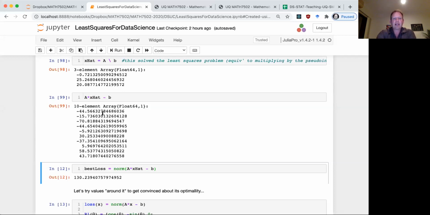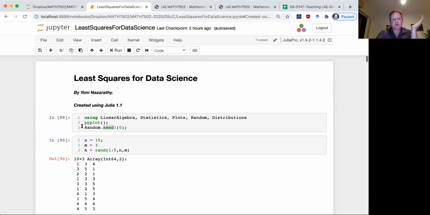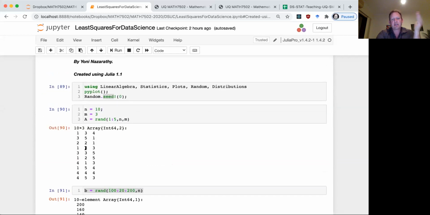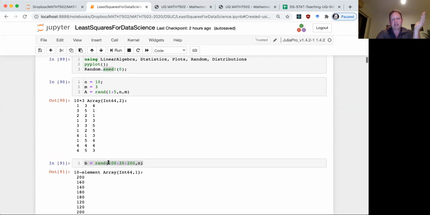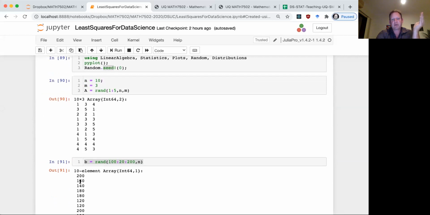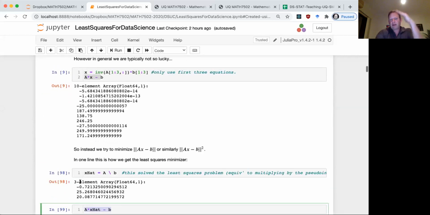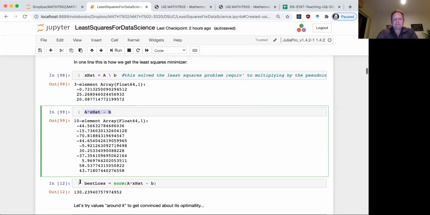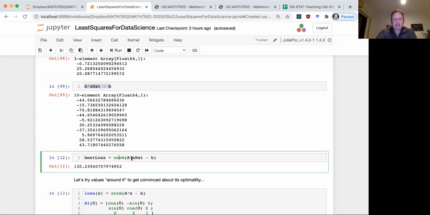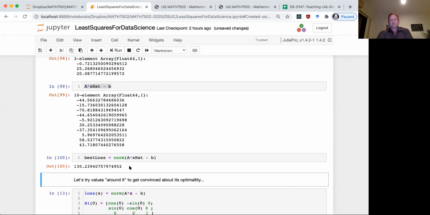Okay, now let's look at the loss. Here we see that X hat is just an approximate solution. It's not even good for many, but keep in mind, this was quite a tough situation. We had 10 equations and three unknowns, and we picked this big range. I mean, we can't expect to have a good fit. So the norm of AX minus B is the loss here.